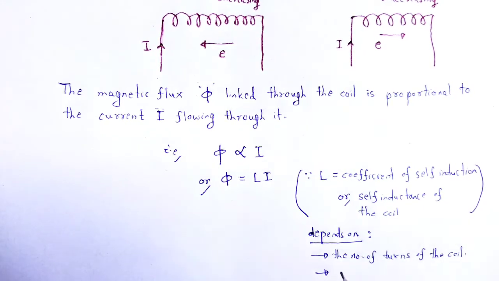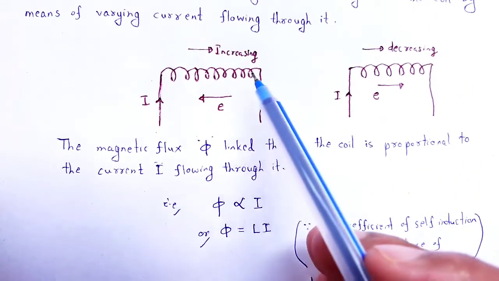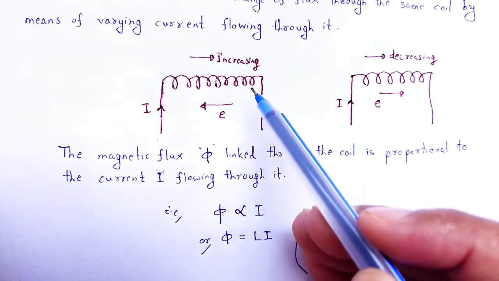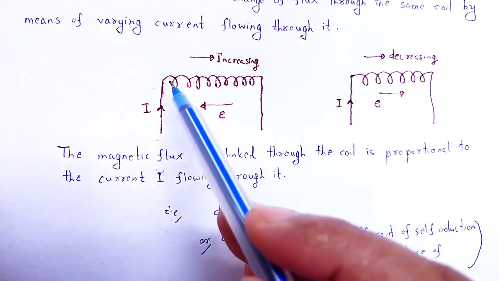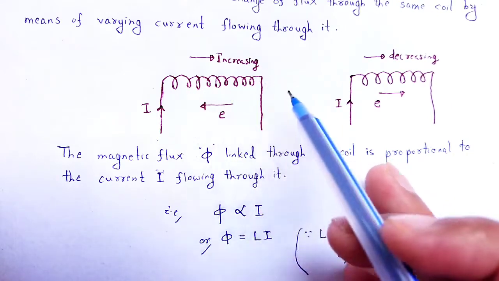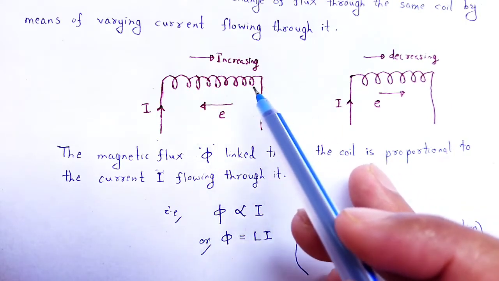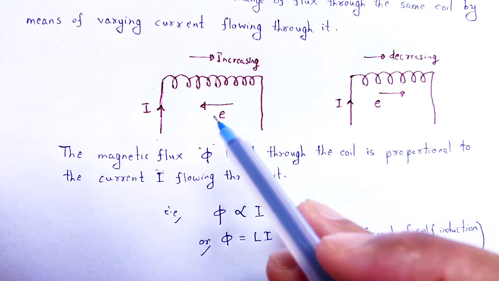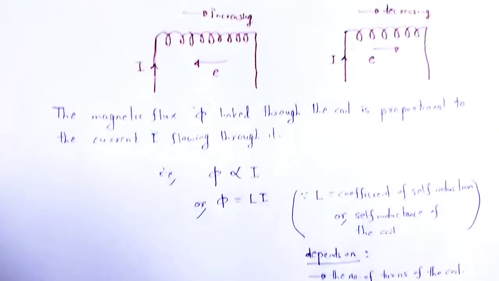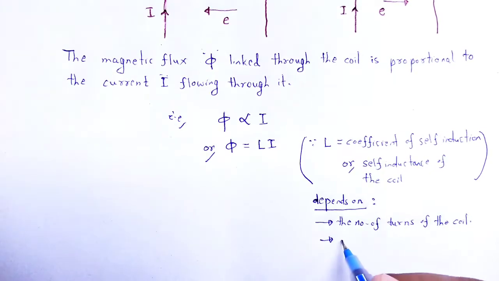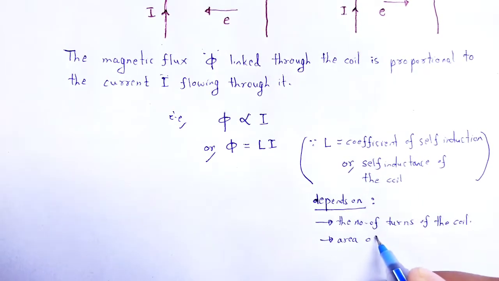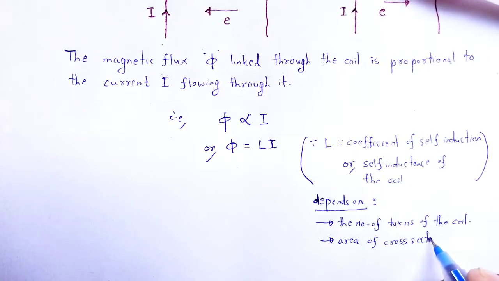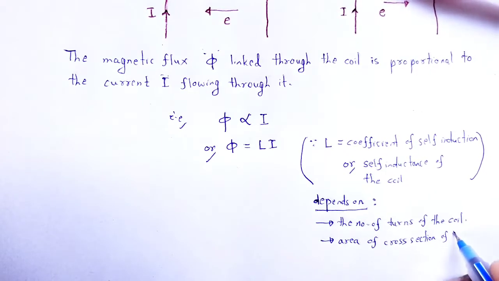Again, the area of cross section of the coil. If the area of cross section of the coil increases, then the magnetic lines of force linked to that area of cross section also increase. That indicates the magnetic flux also increases. Area of cross section of the coil.